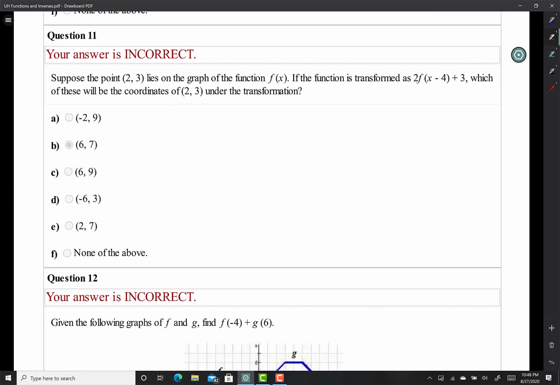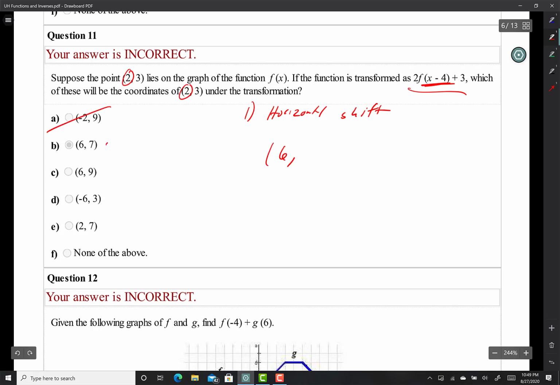Suppose the point 2, 3 lies on the graph of the function. What happens when that happens? Okay, let's just transform it already, guys. The first thing you do is your horizontal shift. So f of x minus 4 means 4 to the right. So move 4 to the right. If I move 4 to the right, 4 plus 2 is 6. So the first thing we're going to do, out, maybe, out. And I guess maybe. So now it's between those three, 33% chance of getting it right.